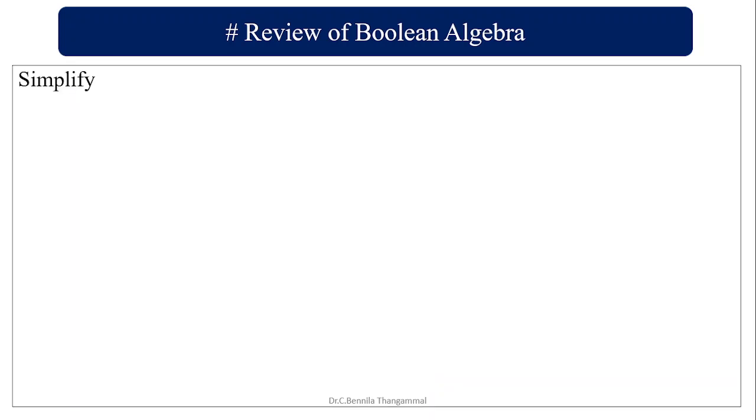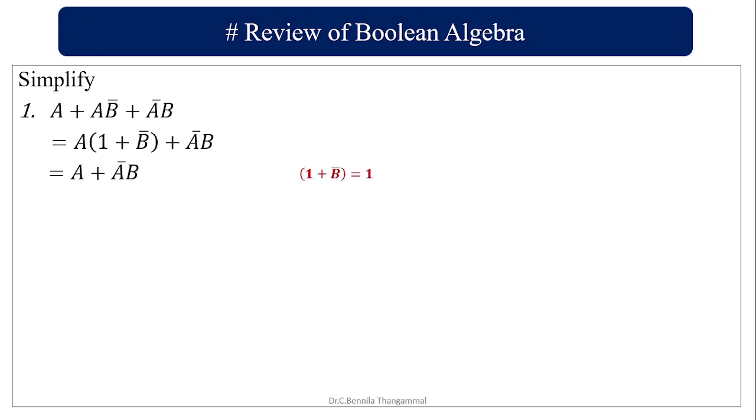And here we can see how to simplify the number of literals or terms, so that you can reduce the cost of your device. So here, simplify A plus A B bar plus A bar B. So here I can take these two terms. But you have to see the expression and find the possibilities of it. In these two, A is common, so I can take it out: A into (1 plus B bar) plus A bar B. So 1 plus B bar is going to be 1. So it is A into 1 plus A bar B.